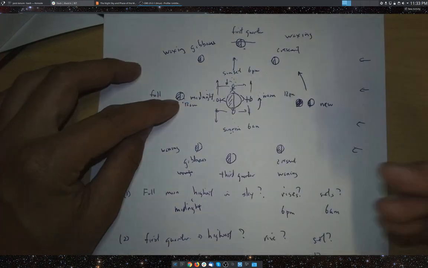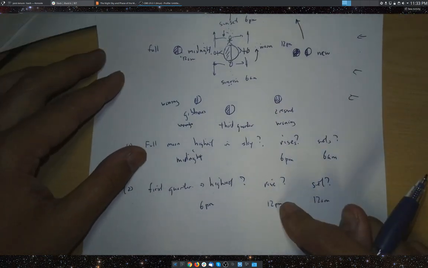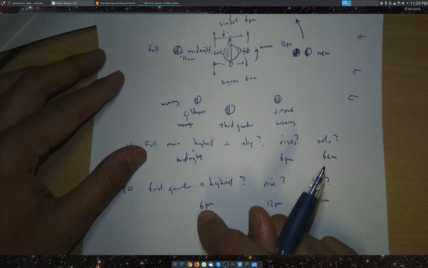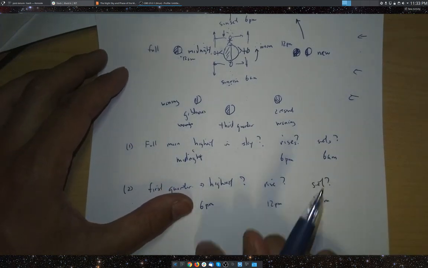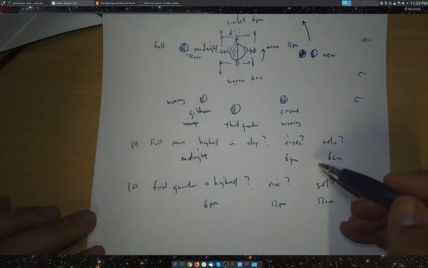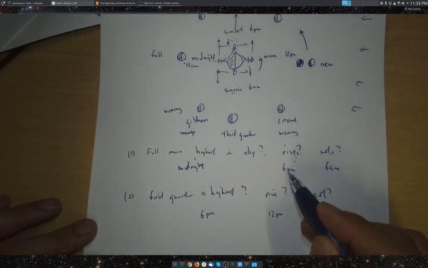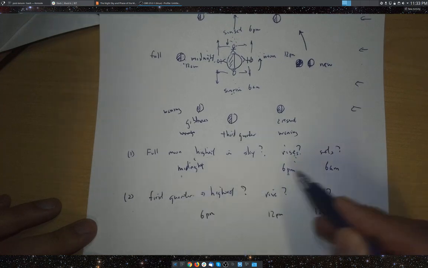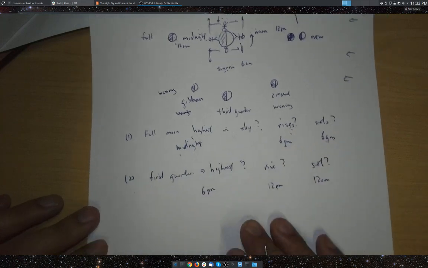Here's another thing to notice. The rising time will always come before the highest-in-the-sky time, and the setting time must always come afterwards. As long as you get that straight, that's always going to be the case. So for the full moon, it rises at 6 p.m. because that's before midnight. It sets at 6 a.m. That's after midnight.